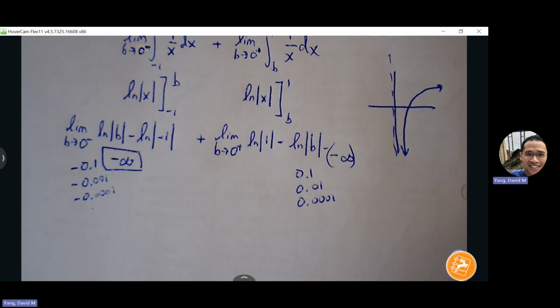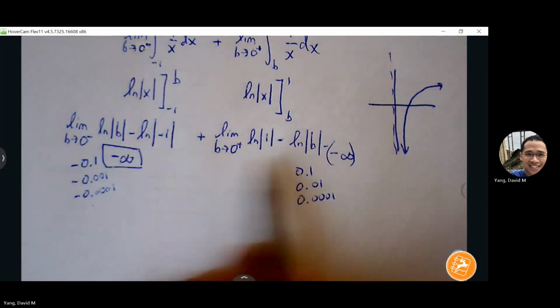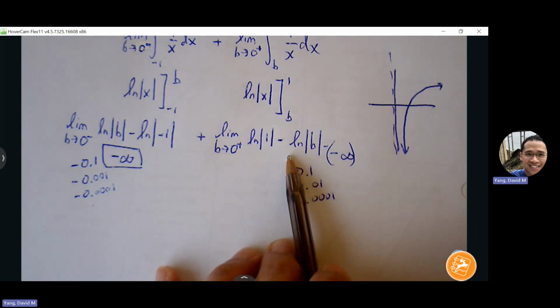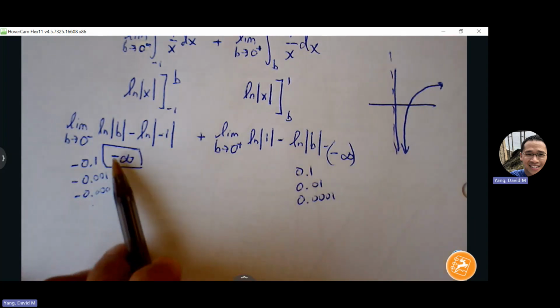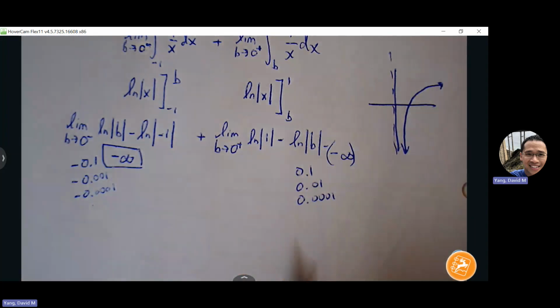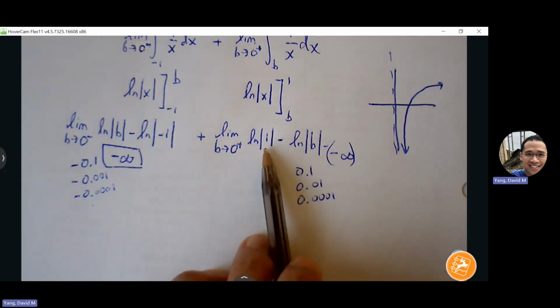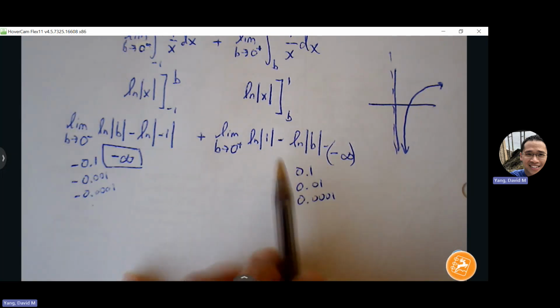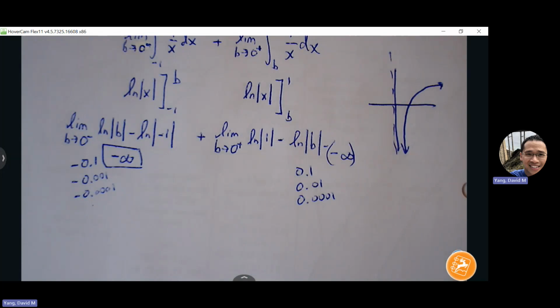Undefined. It'll still give you... Okay, yeah. But even if this worked out, we would still say it diverges because this one is clearly not getting us there. But yes, we could do natural log of 1 over b and evaluate that, and that should still get us the same thing.